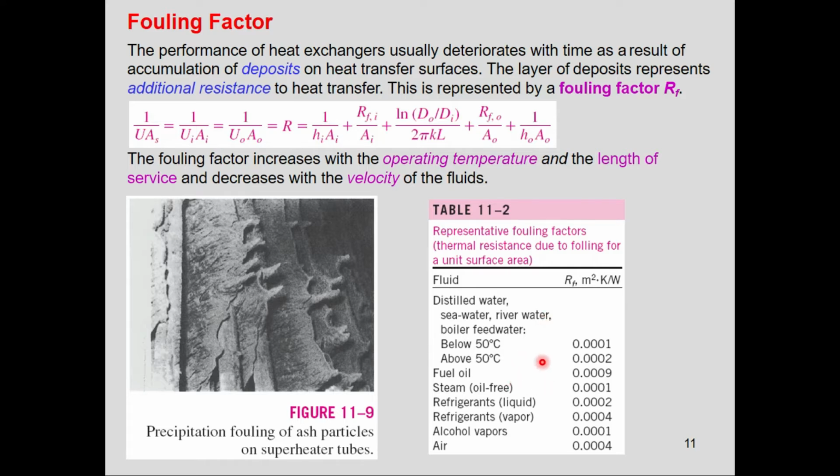So this is the Rf value for the fuel oil, which is equal to 0.0009, and it has a unit of meter square Kelvin per watt. Keep in mind that the units are very important, because you are going to use this Rf value when you design the double pipe heat exchanger or the shell and tube heat exchanger. For example, if the oil is moving, it has a value of 0.0001. For the air, the value of the fouling factor Rf is 0.0004.